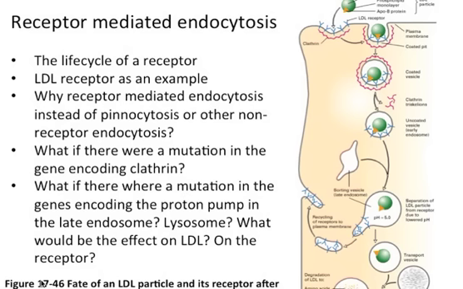So why receptor-mediated endocytosis versus pinocytosis, which is just sampling the extracellular environment, or other non-receptor-mediated endocytosis? Why would you want receptor-mediated endocytosis? Yes? So you want to bring something specific in, yep. So you can regulate what you're bringing in. If you have pinocytosis, what are you bringing in? Whatever's there, right? It's like taking a drink out of the ocean.